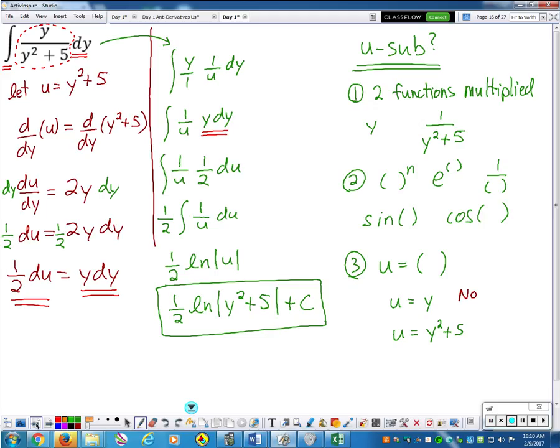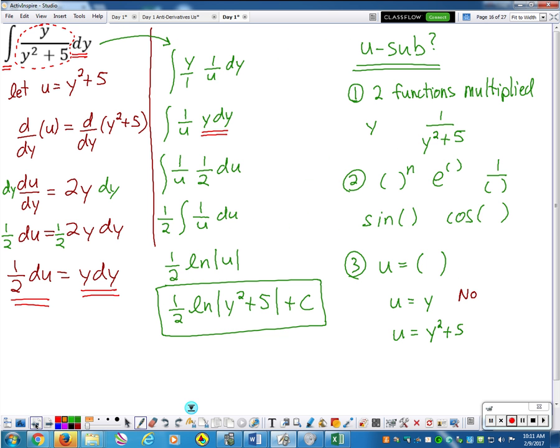Because our choice of U came from here, what we're going to do is take the derivative of U. Please say it out loud. What's the derivative of this? 2y. Ignore the 2. Did we get the other multiplying function? Yes. Every single time. Let's do another one.